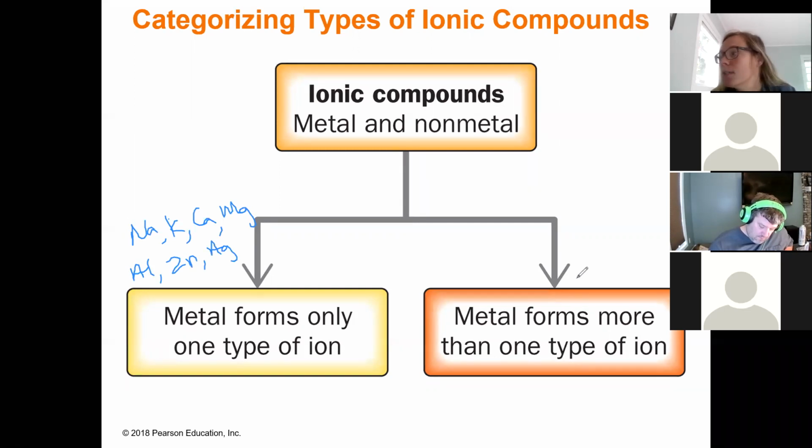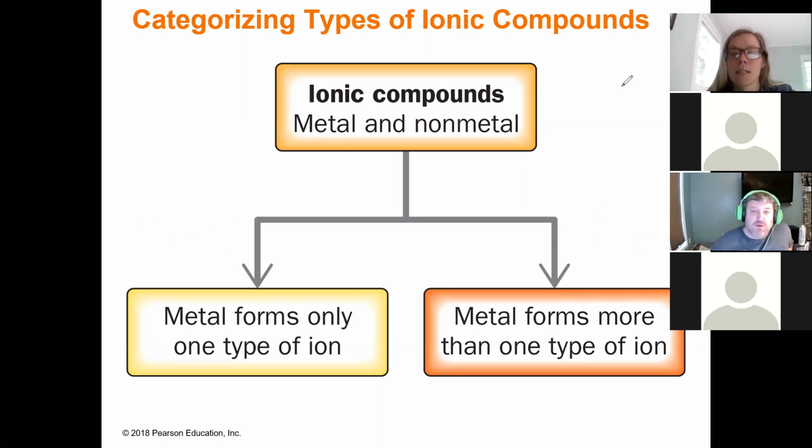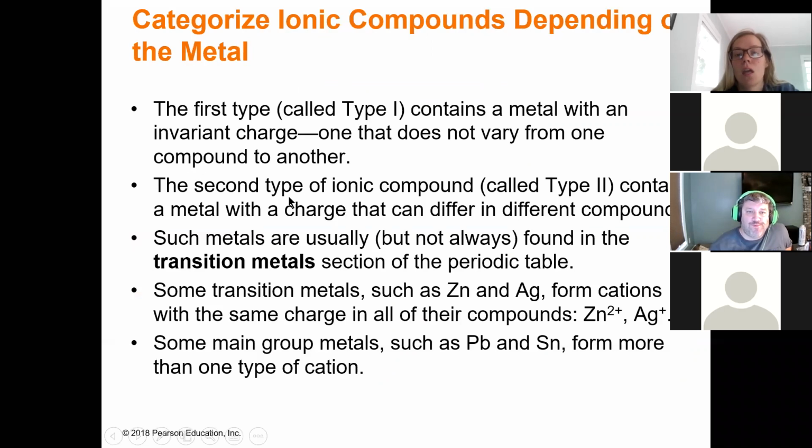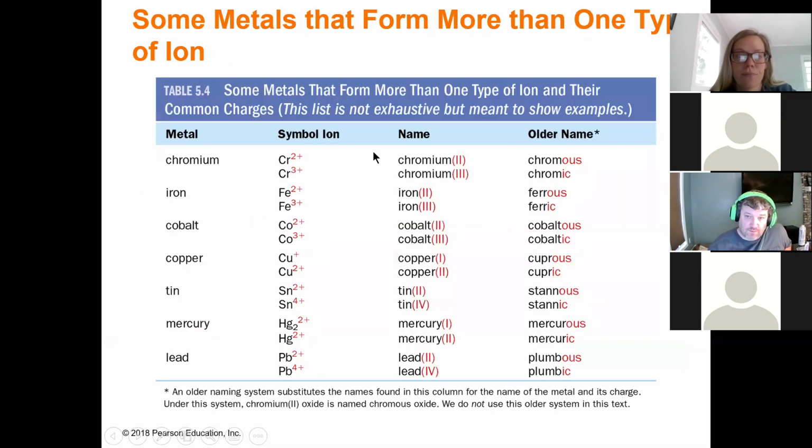What if it forms more than one type of ion? If it forms more than one type of ion, we have to do extra work. These are things like titanium, chromium, cobalt, all the transition metals, platinum. All these things do more varying stuff, so we have to add information. Let's start with the easier one though, the metal that forms only one type of ion. Call those type 1, transition metals are our type 2. There's our predictable charges, okay?